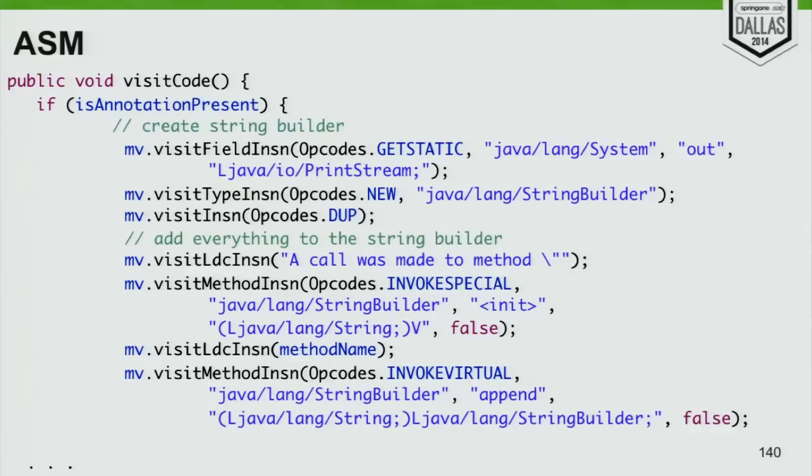So now let's look at the visit code method. We check, is the annotation present? If it is, then let's add our bytecode. And this can be what people are kind of scared of with ASM, is that you actually do have to go and write bytecode. So you have to know some things like what's on my stack, what are my local variables. But if you just want to hack around, you can actually get the bytecode pretty easily.